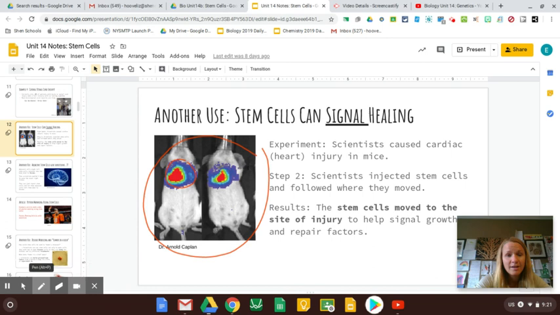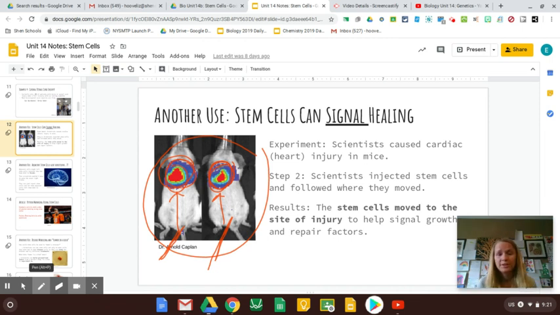But anyways, we did a test where, this is kind of sad, we took rats and they caused the rats to have heart injuries. They did something to the rat's heart, and then they inserted cells in the tail, so nowhere near the heart injury. And what they found was that the stem cells migrated to the injury. So they found stem cells all around here where the injury was, indicating that stem cells seem to have some part in curing injuries or healing injuries. So that's another thing we've used it for.